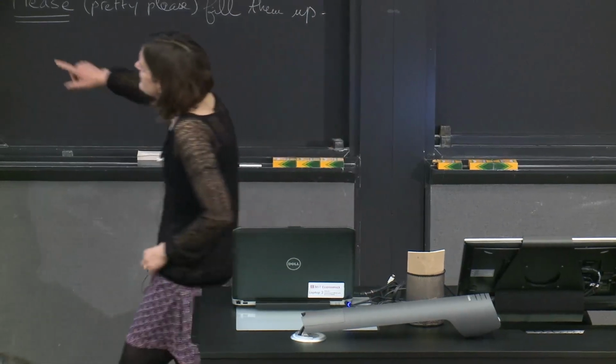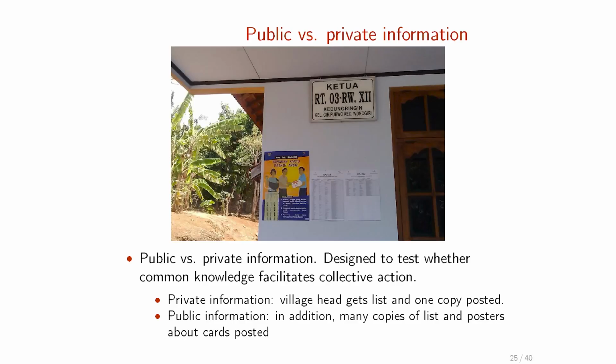What they did here is that in some villages, they just gave people their own card, and the village got one list and one copy was posted. And in the public information treatment, which is randomized at the village level as well, they printed many copies of the list all over the village, and they printed these posters. So now everybody is informed. That's one extra treatment.